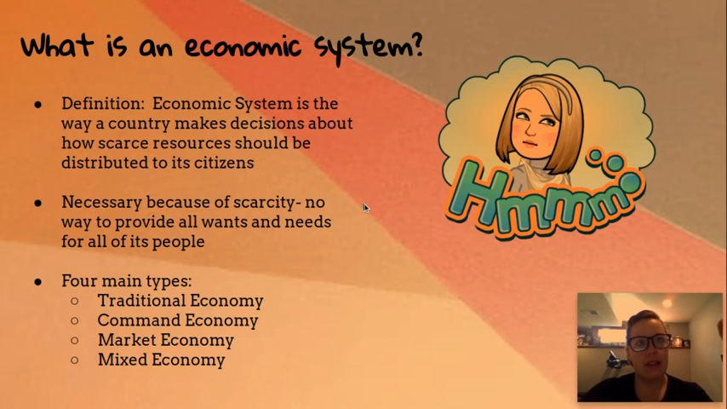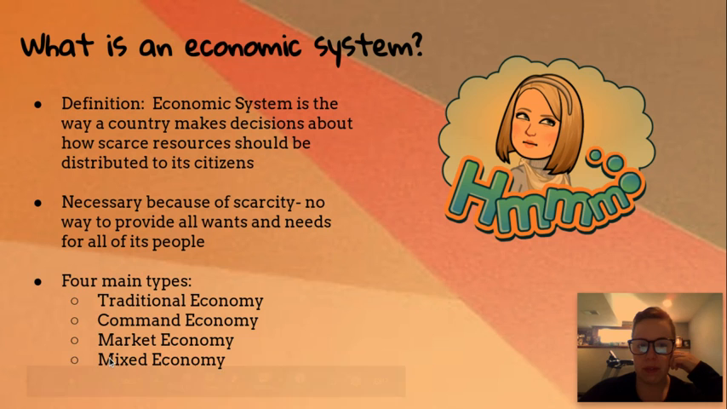Basically, an economic system is the way that a country deals with the fact that they have more people than they have resources, whether that be time to help people, welfare money if that's necessary, healthcare, education, all of those things. So it's basically deciding how those scarce resources should be distributed or given out to citizens in their country or society. And this can happen countrywide, statewide, citywide, whatever. It happens at all levels.